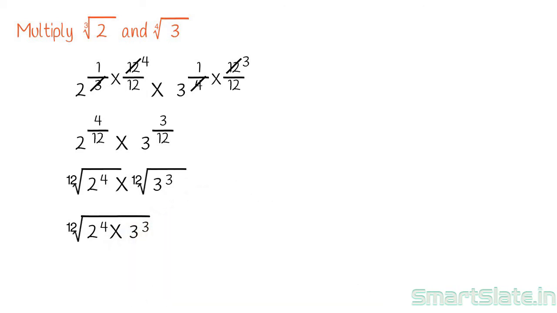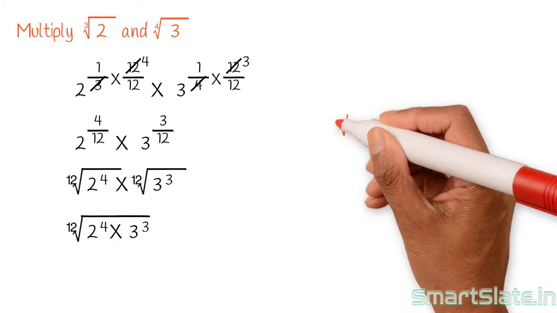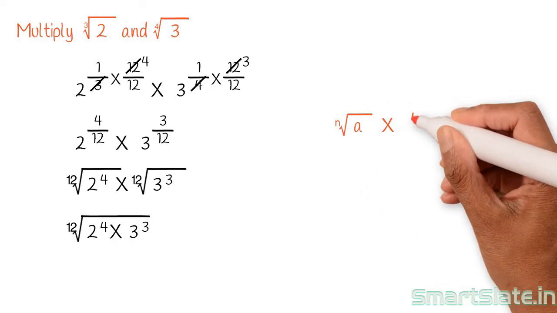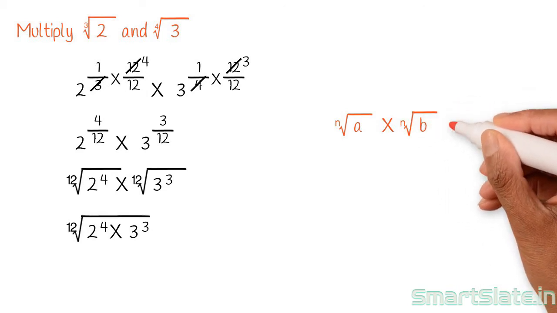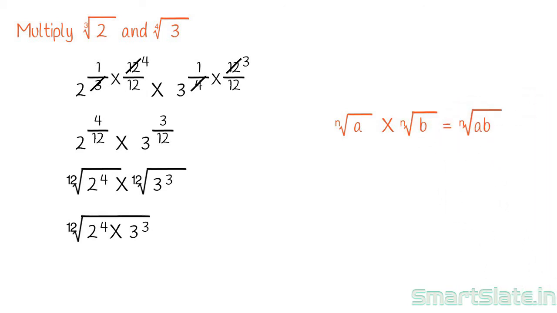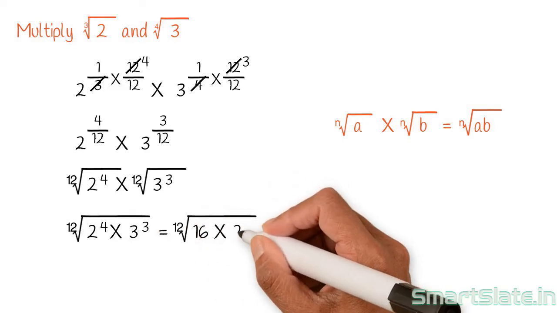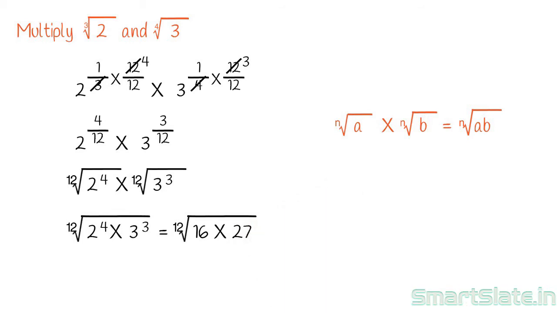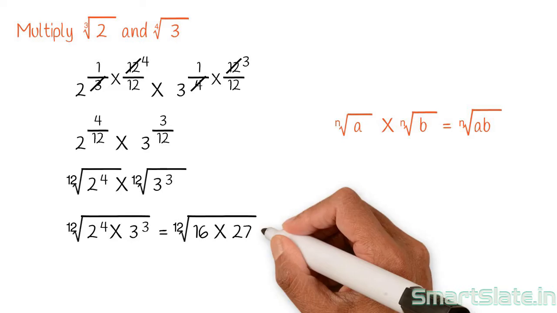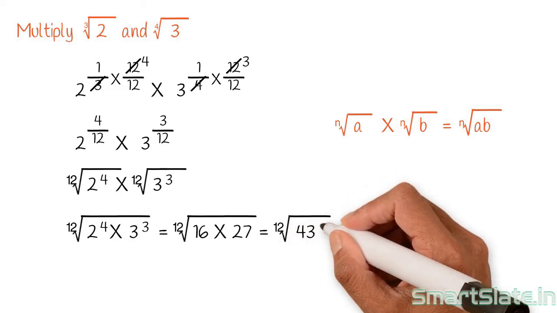I am using the fourth law of exponents, which states nth root of a into nth root of b is nothing but nth root of a into b. 12th root of 2 to the power 4 into 3 to the power 3 is nothing but 12th root of 16 into 27. 2 to the power 4 is 16 and 3 to the power 3 is 27. The product of 16 and 27 is 432. So the answer to this question is 12th root of 432.